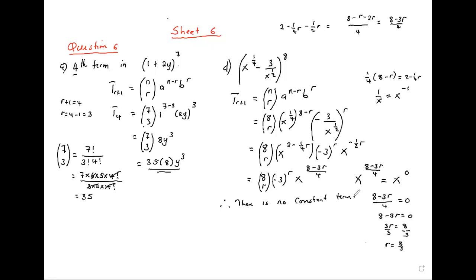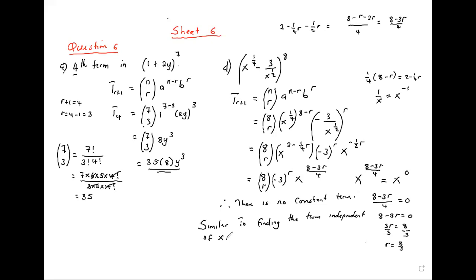That is your conclusion. Whenever you try to solve for r and discover that r is coming out as a fraction, then you know that there is no such term that will be constant, a term that won't have r. So what we have done here is what you do when they ask you to find the term independent of x. It's the same question as this one, similar to finding the term independent of x.